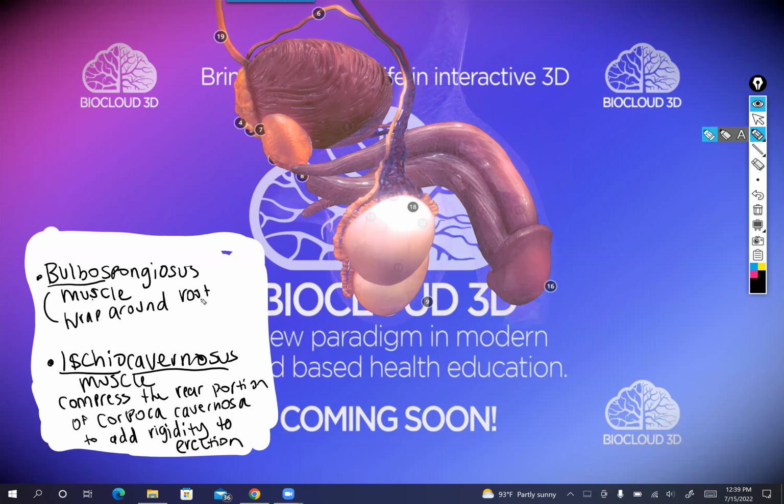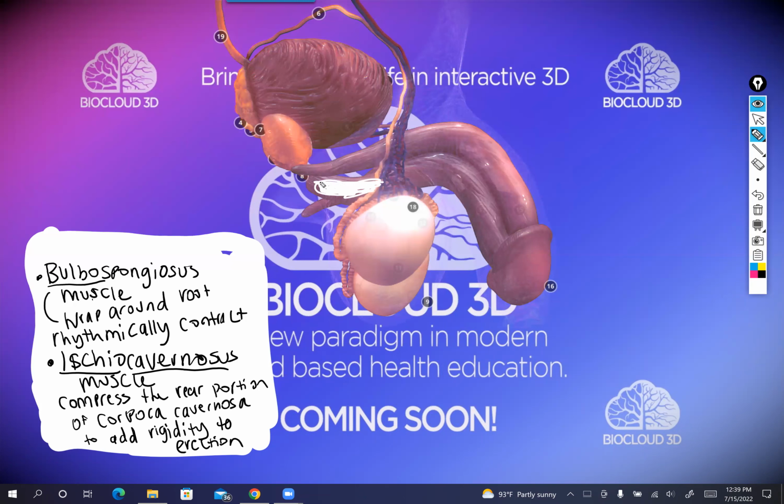So they wrap around the penile root and rhythmically contract during orgasm and ejaculation. And the purpose of that is that's how ejaculation is actually achieved. So if you have a bunch of fluid in the penile urethra, emission is the series of events of secretion that secrete semen prior to ejaculation, and ejaculation is the ejection of that fluid out of the penis.